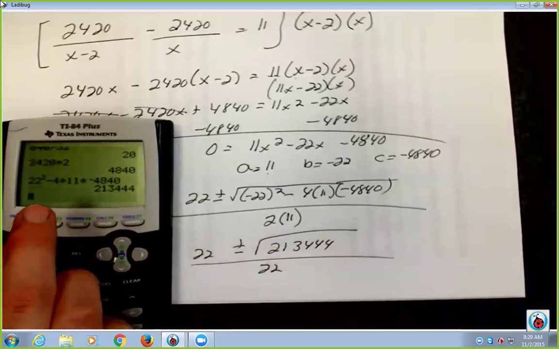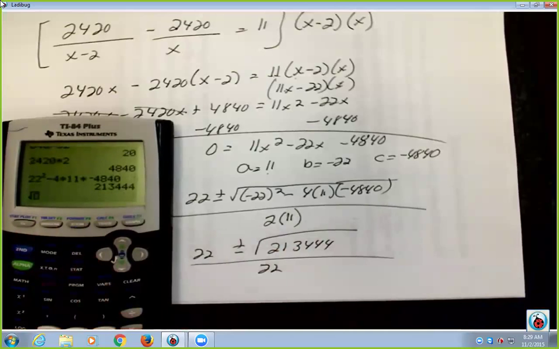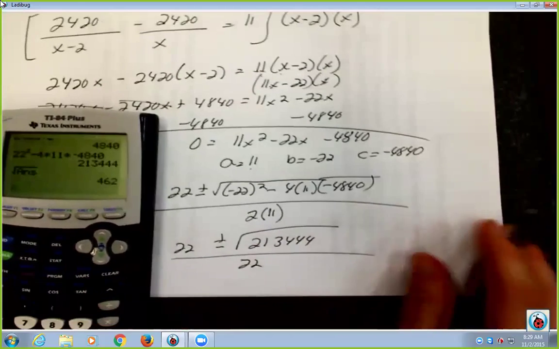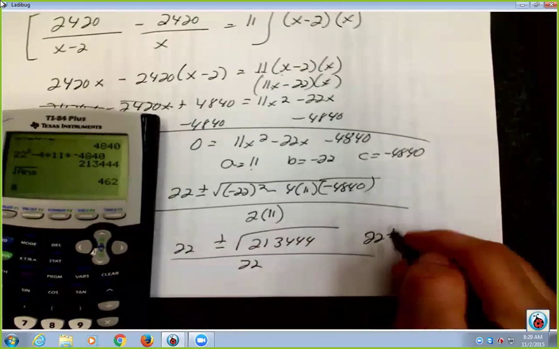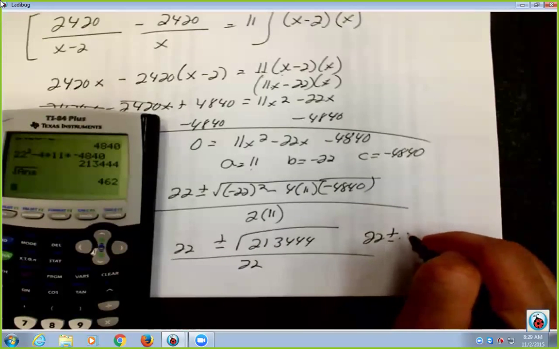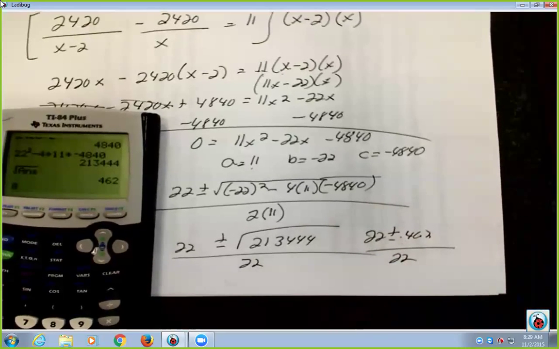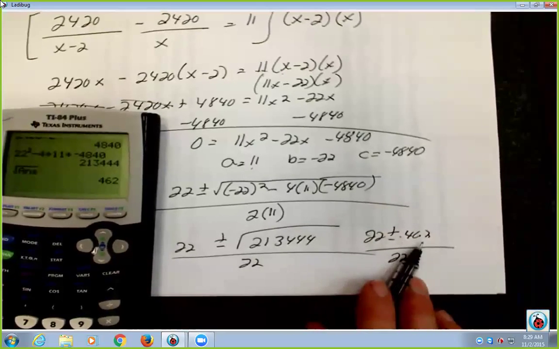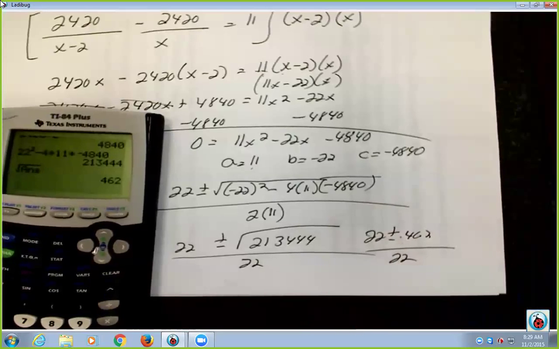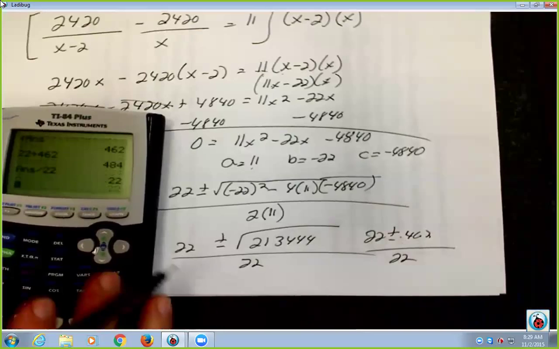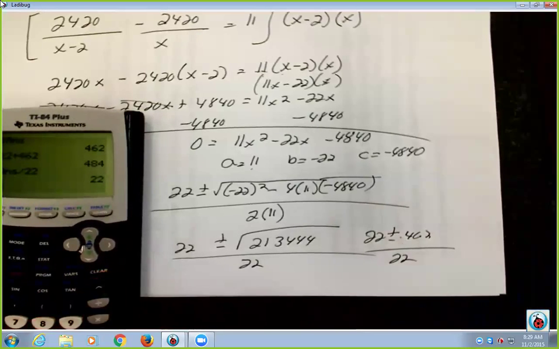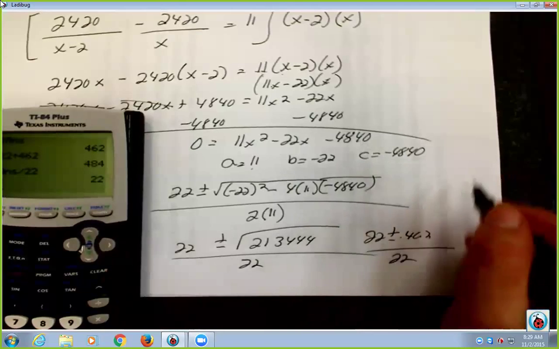And if I take the square root of it, second square root, second my negative sign to put my problem in there, hit enter, and I get 462. So I have 22 plus or minus 462 all over 22. And so now I can work it out. The negative root I don't need because I don't have negative members. So 22 plus 462 equals, divided by 22. And I find out that I had 22 members.